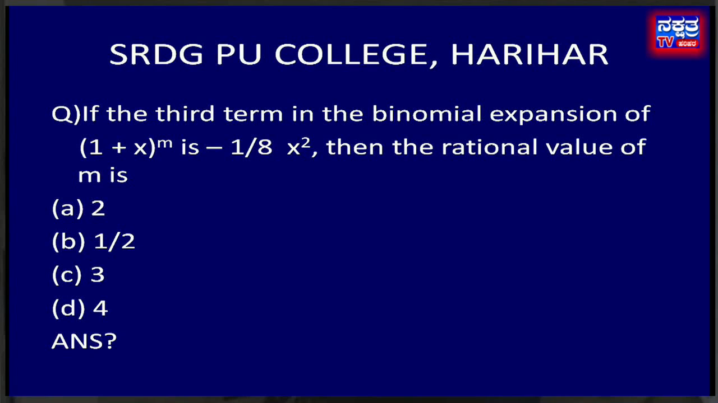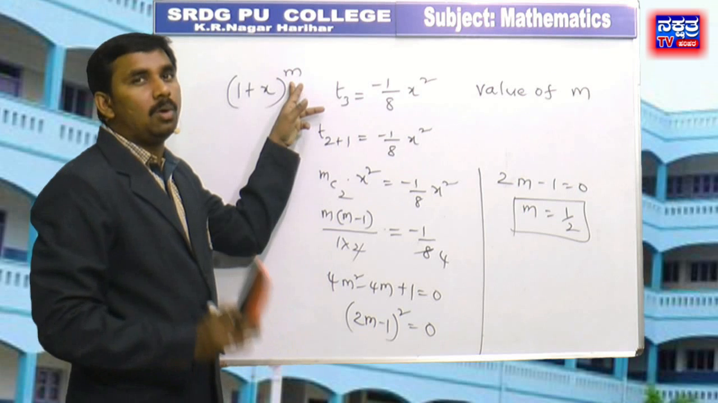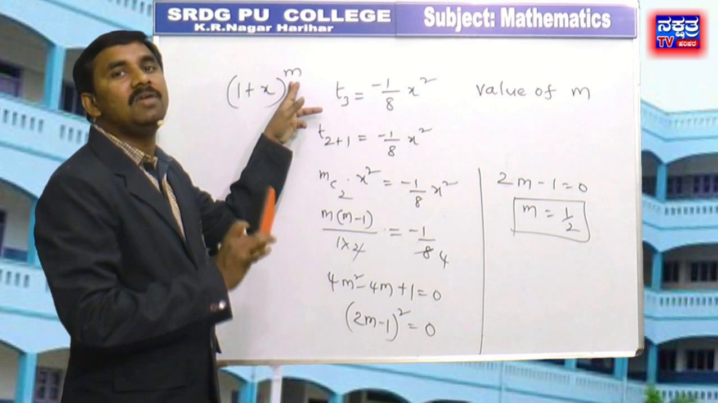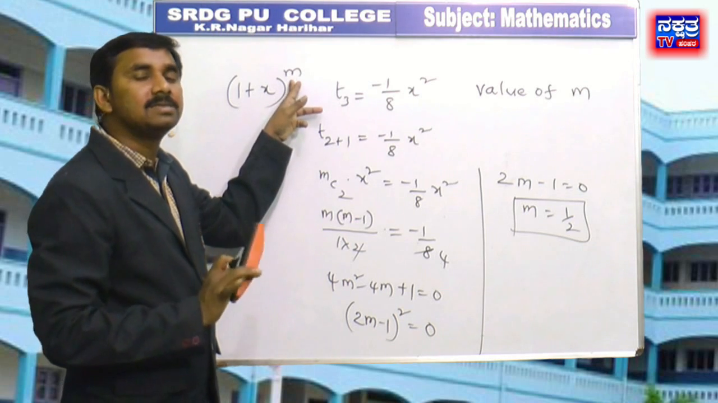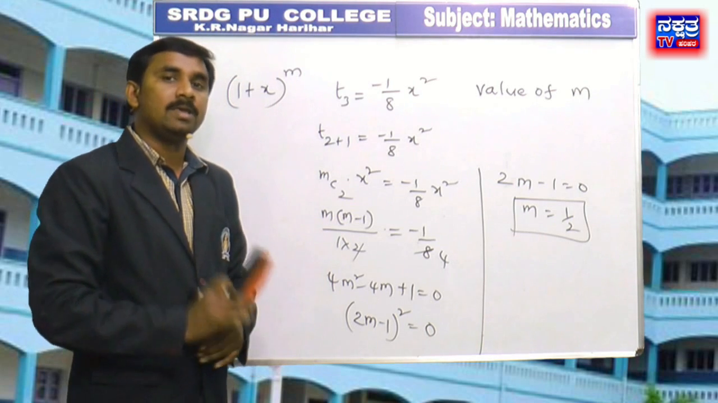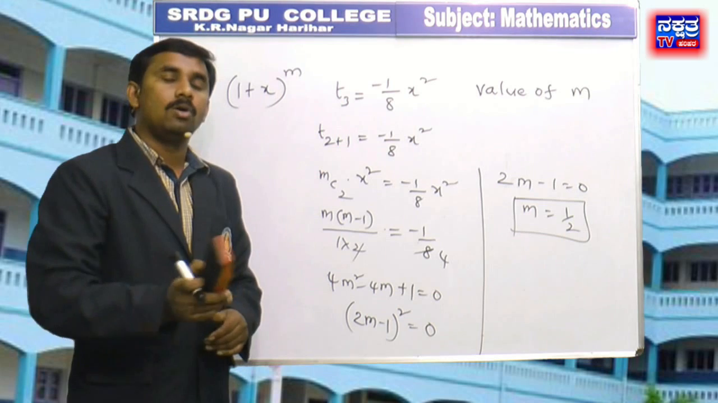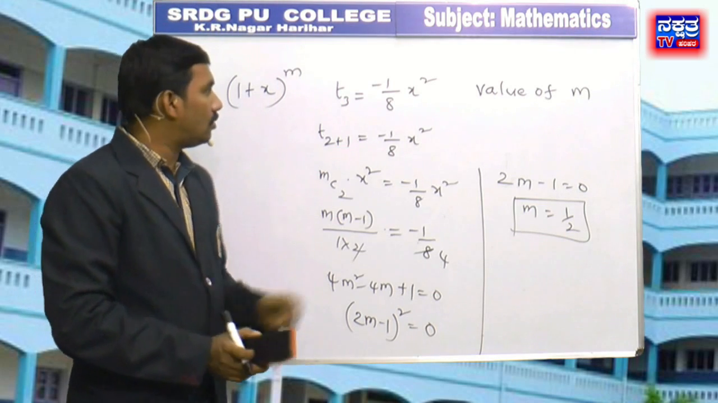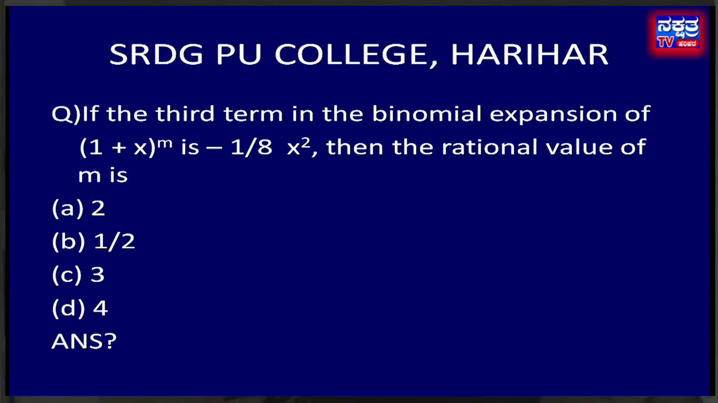1/2. So rational value, don't think it is only for integers. m is representing any rational index also. So in binomial theorem, the rational index concept is also very important. So what is the answer for this m? 1/2. In that the third term is -1/8 x².